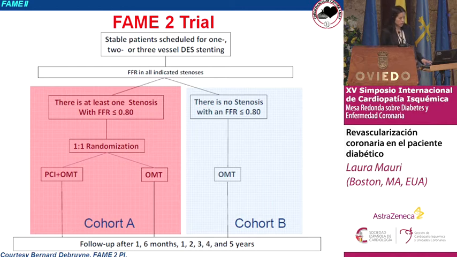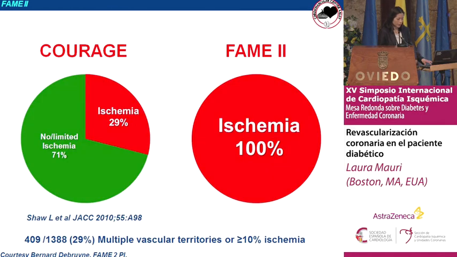The FAME-2 trial is the follow-up to that study that really is in some ways related to the COURAGE trial, because the patients who are enrolled are those patients with stable angina, and they're randomized to medical therapy versus PCI. But in this case, PCI and randomization is guided by FFR. So only those patients with a significant stenosis by FFR undergo randomization. So it's a real subset of those types of patients that would have been enrolled in the COURAGE trial.